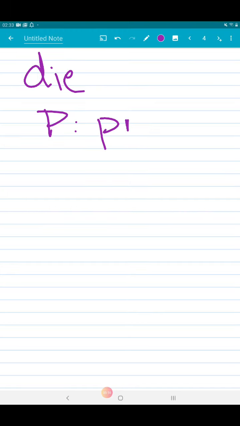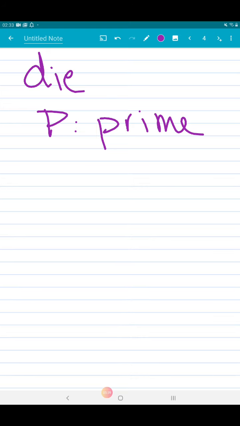Another example. Okay, a common die is tossed. P is the event that the number is a prime. Do you know the meaning of prime number? Prime numbers are numbers with only two factors, okay? Prime like 2, 3, 5, 7, 11.